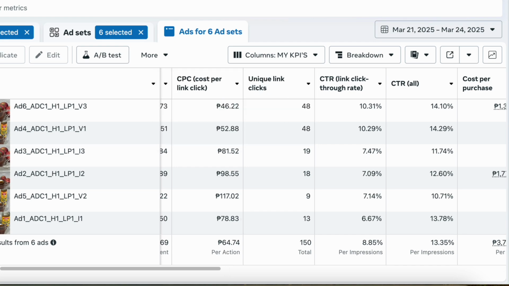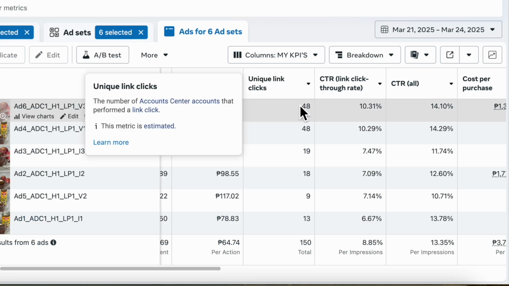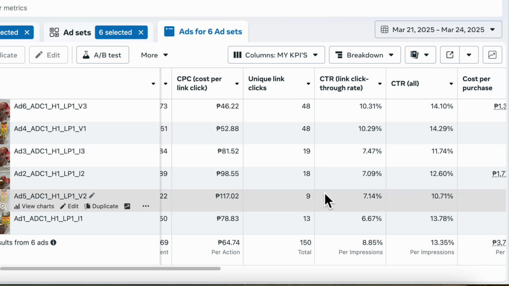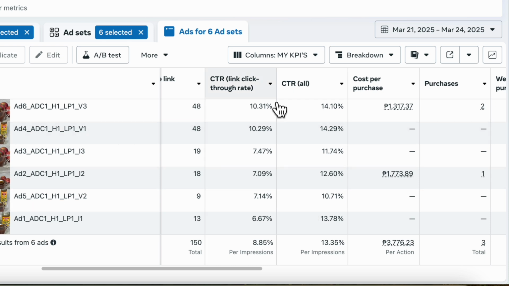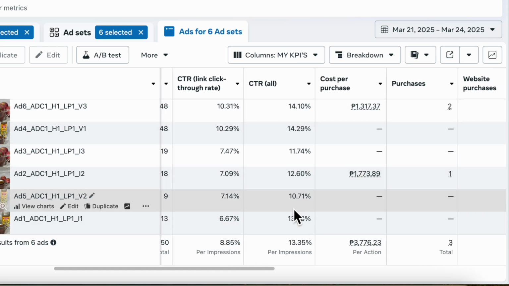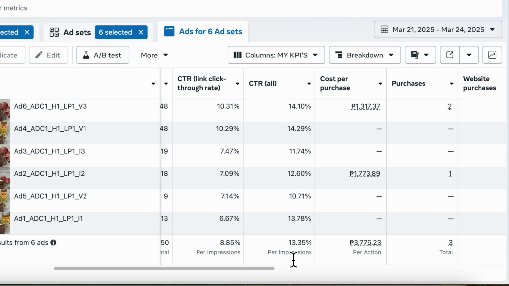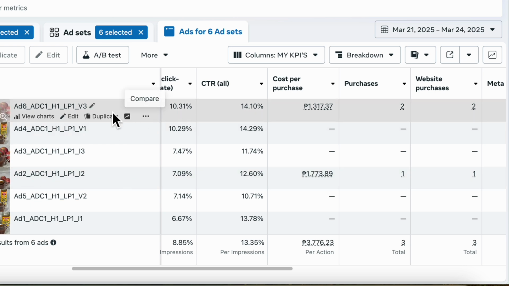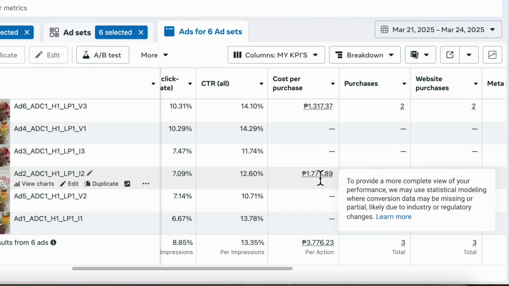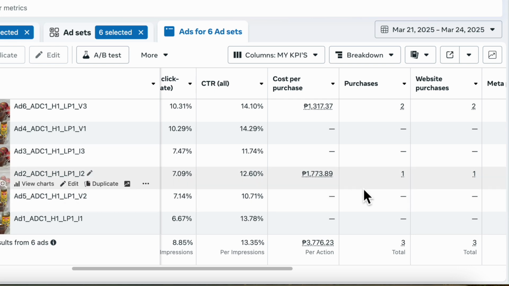It's 64.74. The cost of ads nowadays with Facebook is tremendously getting higher. You will see here, this is my CTR. My rule here is at least above 7%, so my average here is good, and my CTR is all above 7% also. You see here, I've generated a purchase from this ad set and another purchase in ad set 2. So I've got a total of 3 purchases.